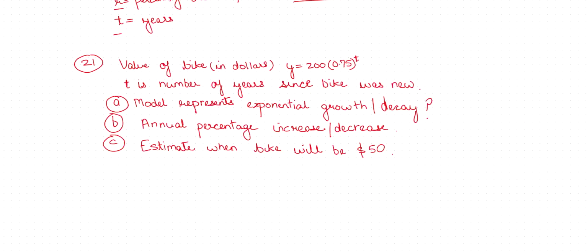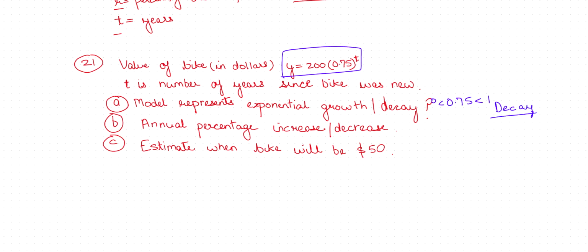So in this, the value of a bike in dollars is given by this equation: y is 200 times 0.75 raised to the power t, and t is the number of years since the bike was purchased. Does the model represent exponential growth or decay? Because 0.75 is less than 1 and greater than 0, it is decay. So as we purchase the bike, after every year the price will decrease.